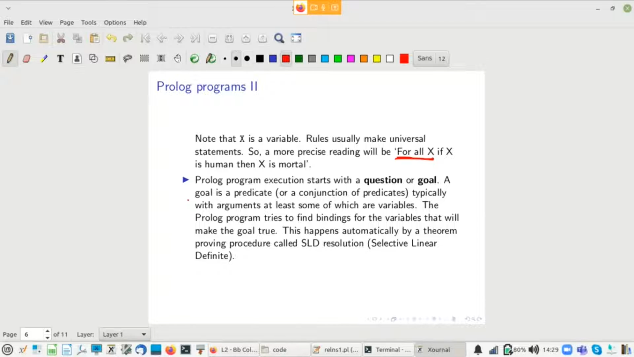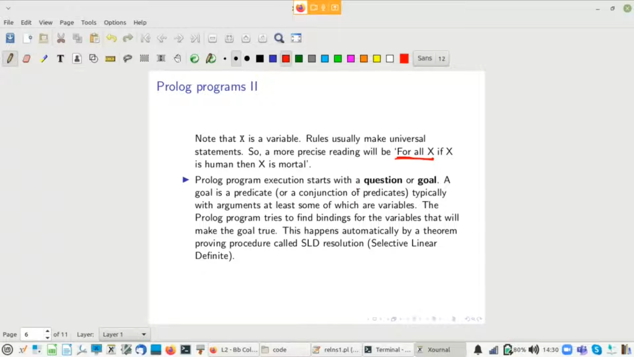When you want to do a specific task, then you have to have a question or a goal. Some people call it a question or a query or a goal. All these three terms are used in the Prolog literature. A goal is probably the most common one. Now the goal is something that you need to prove to be true. So a goal is a predicate. Usually it can be a single predicate or it can be a conjunction of predicates, typically with arguments, at least some of which are variables.